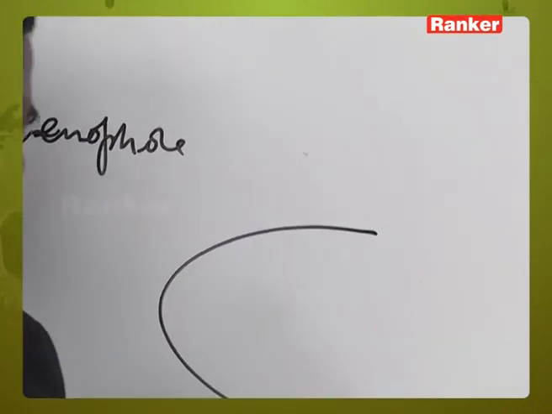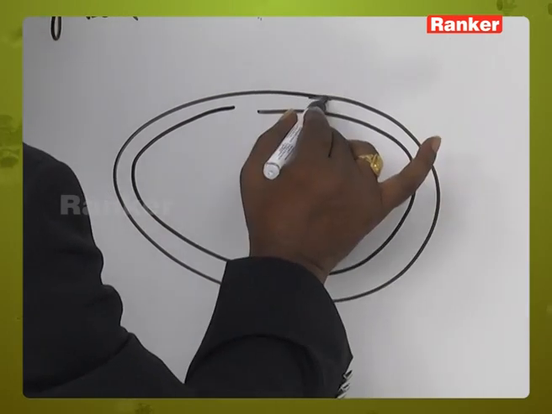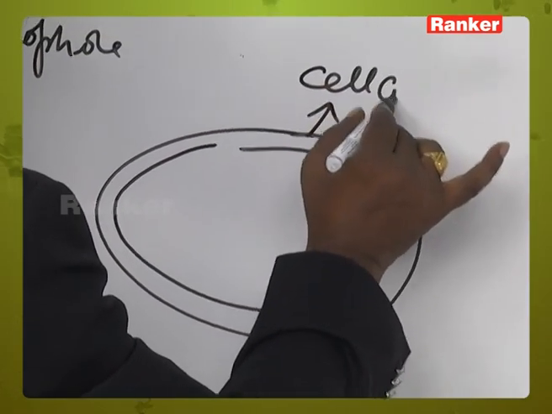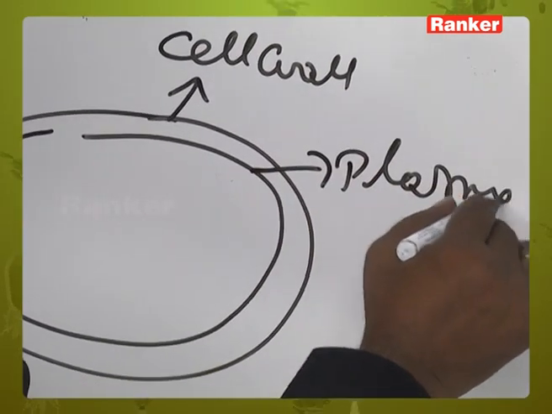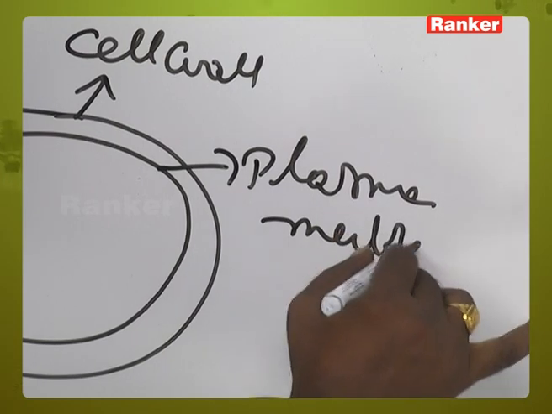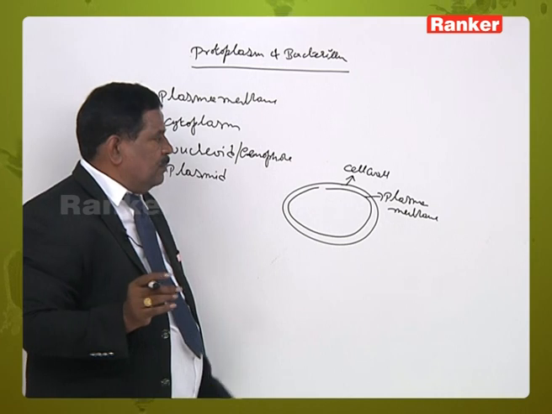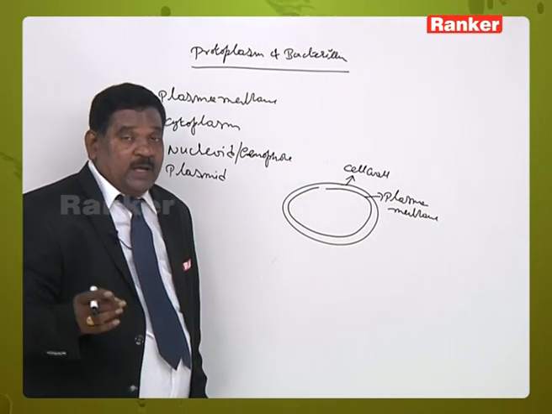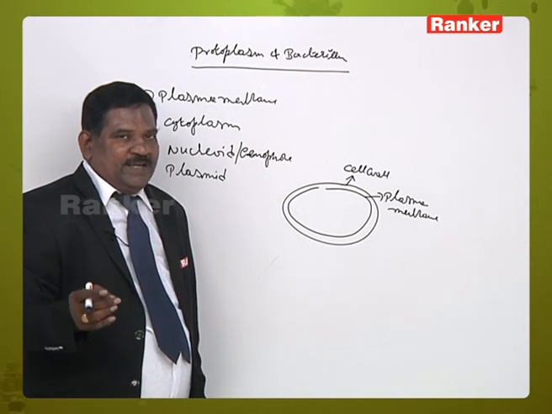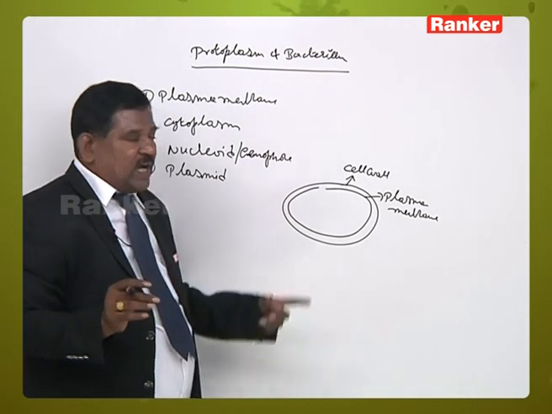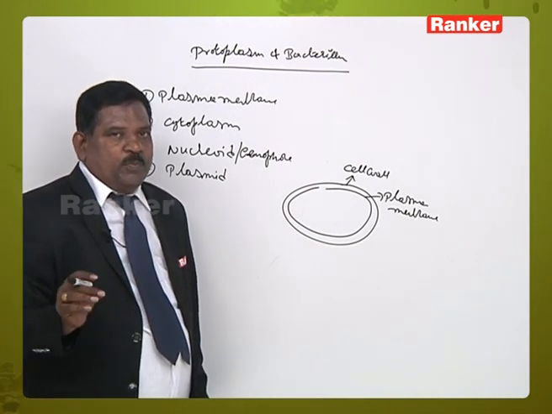Inside the cell wall is present the plasma membrane. It is the cell wall and it is the plasma membrane. The structure and chemical composition of plasma membrane in bacterium is quite similar to the plasma membrane present in eukaryotic cell. That means the plasma membrane in bacterium is also composed of lipids plus protein, lipoproteinaceous in nature.